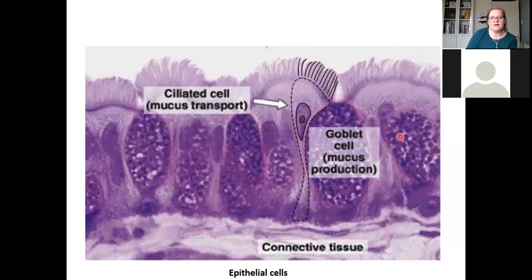Again, here are our ciliated cells, and we have a gap in the cilia for the goblet cell, where it makes mucus, for the mucus to actually exit there.